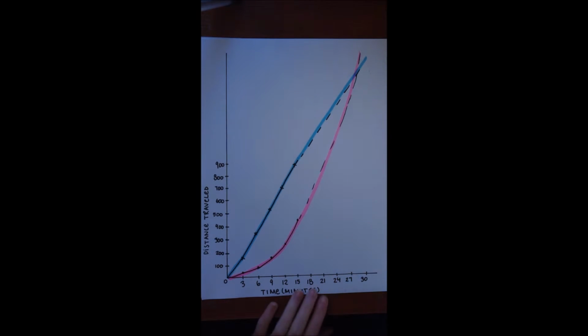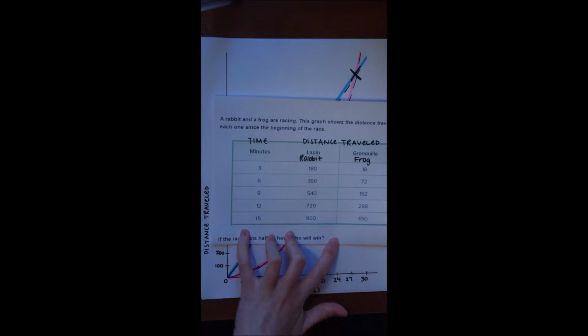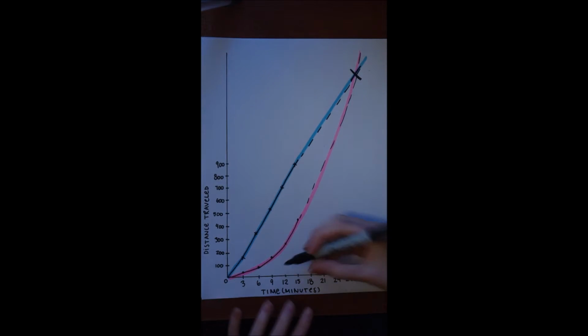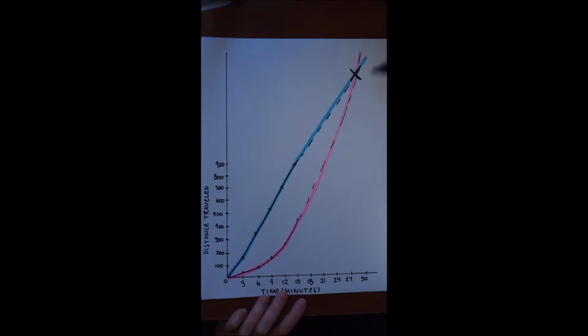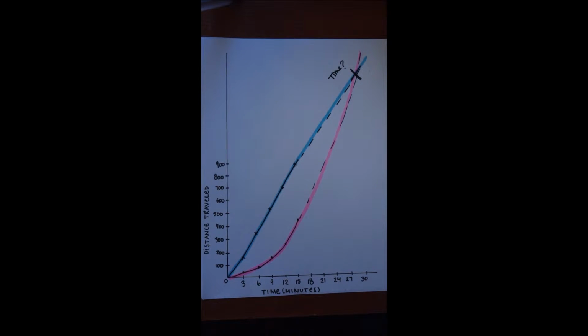Now, we know that at some point, the two animals are going to cross. So at some point, even though it seems from our data points that the rabbit travels much faster, we know that based on our graph, the frog is actually going to increase their speed and maybe catch up to the rabbit. But we don't know at what time this is going to be. In order to figure that out, or in order to figure out where each animal is going to be after half an hour, we can solve some equations.